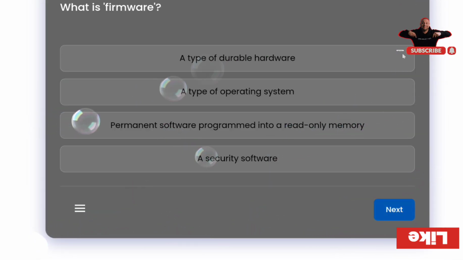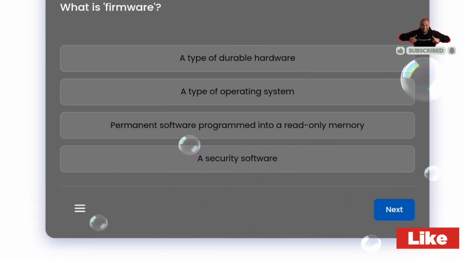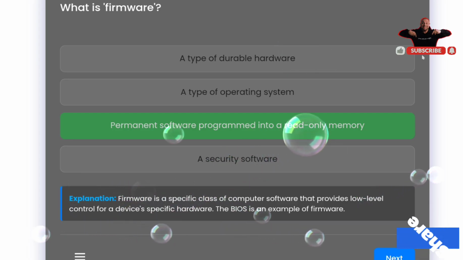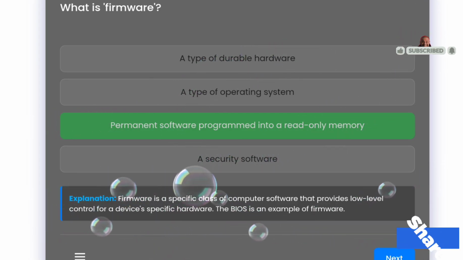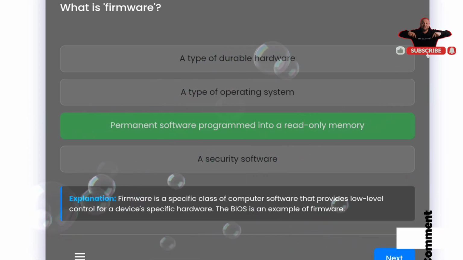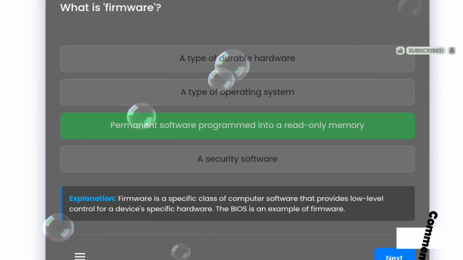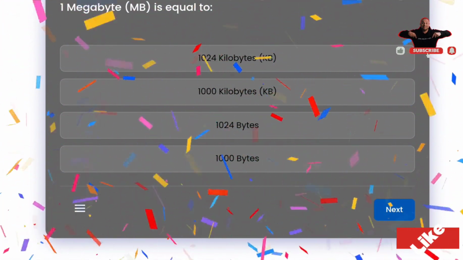Next question. What is firmware? Firmware का मतलब क्या होता है? Permanent software programmed into a read-only memory. Firmware is a specific class of computer software that provides low level control for a device's specific hardware. The BIOS is an example of firmware. Okay. Next question.